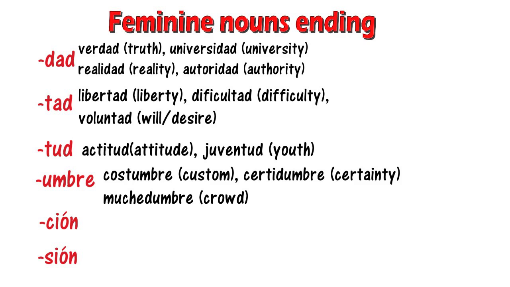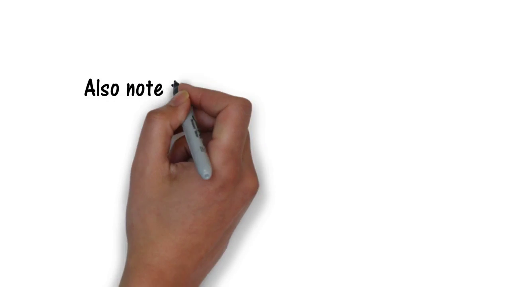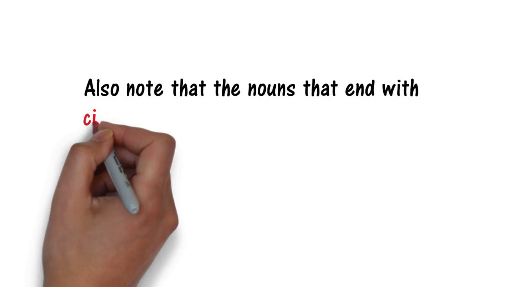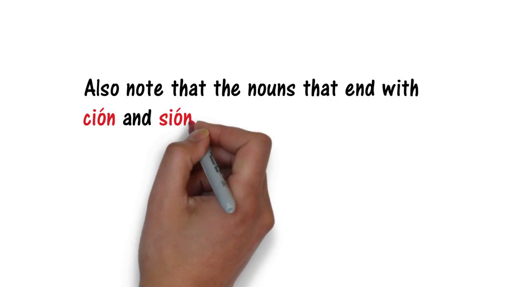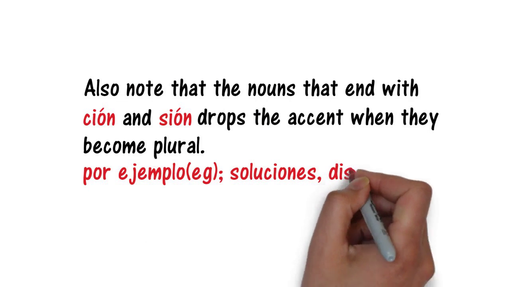Ción: obligación, repetición, organización. Sión: discusión, explosión. Also note that the nouns that end with ción and sión drop the accent when they become plural.